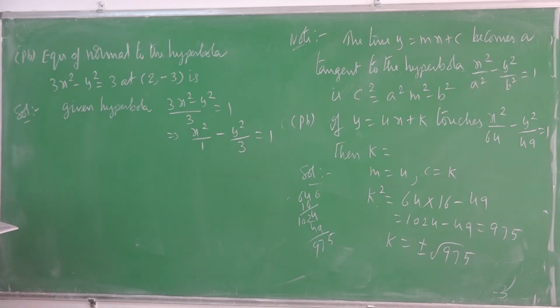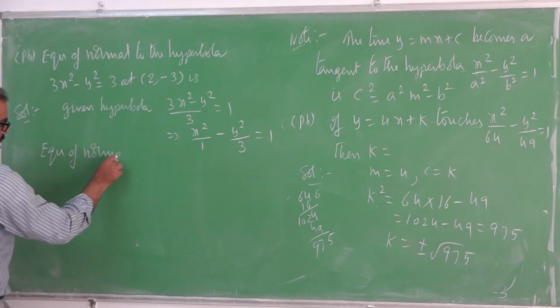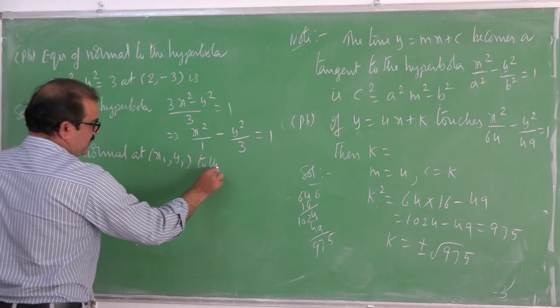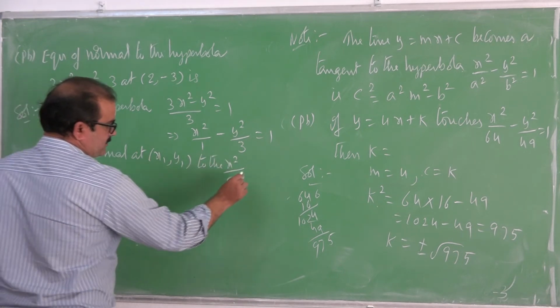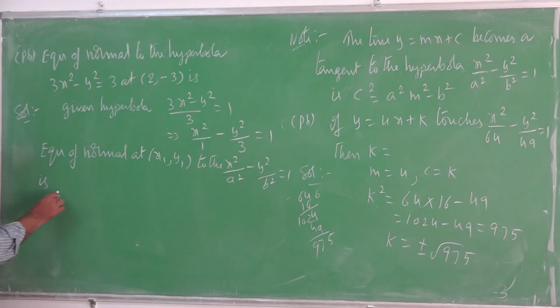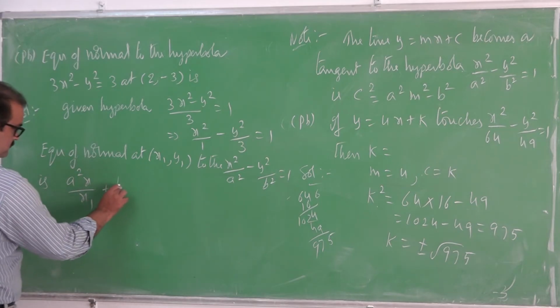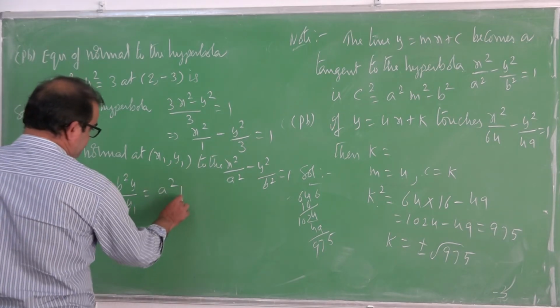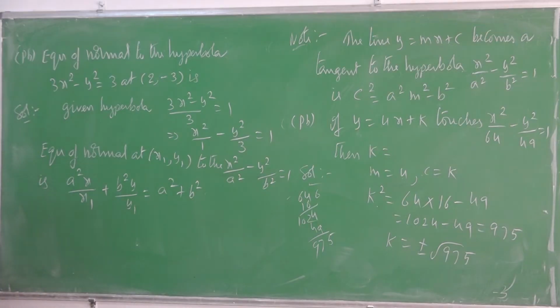Write one formula. Equation of normal at any point x1, y1 to the hyperbola x square by a square minus y square by b square is equal to 1 is a square x by x1 plus b square y by y1 is equal to a square plus b square. This is the formula given in the synopsis.